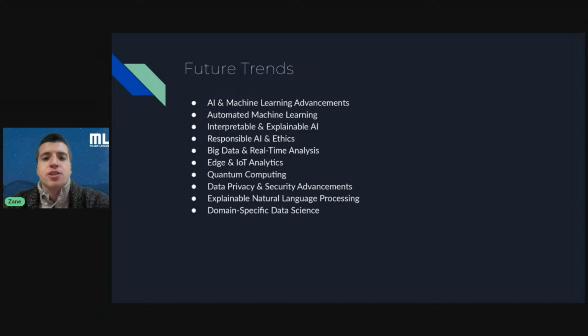There's responsible AI and ethics. So the trend is a growing emphasis on ethical AI and responsible data science practices, including fairness, transparency, and privacy. Big data and real-time analysis. The demand for handling and analyzing vast volumes of data in real time will continue to rise. Edge and IoT analytics, the growth of data analysis and machine learning at the edge and in Internet of Things devices. Quantum computing. Actually, a good friend of mine is looking to get into quantum computing, wants to study, get his doctorate, and focus on that. The potential impact of quantum computing on data science, including solving complex optimization problems and accelerating certain machine learning tasks, is also a trend.